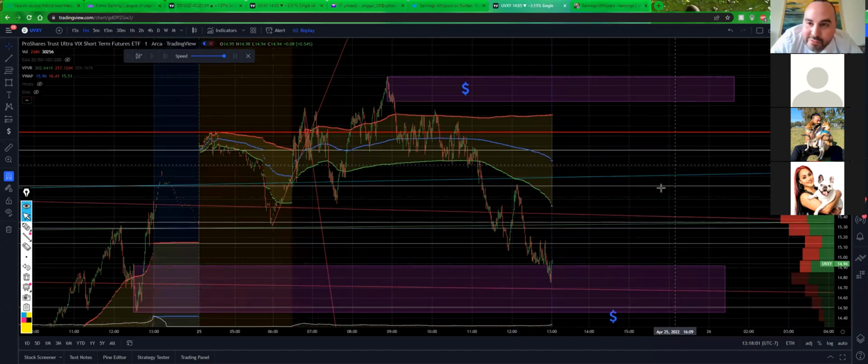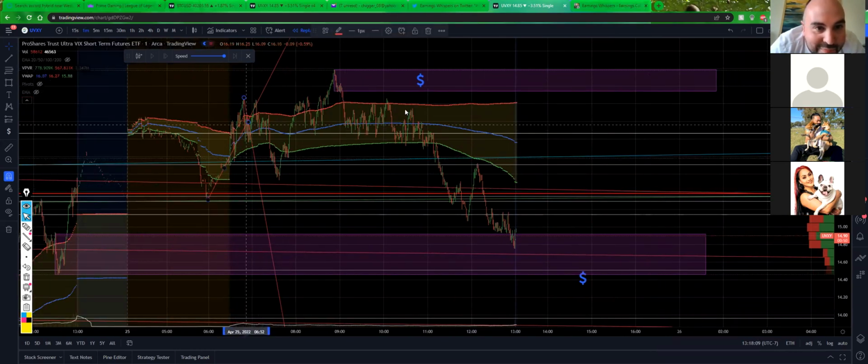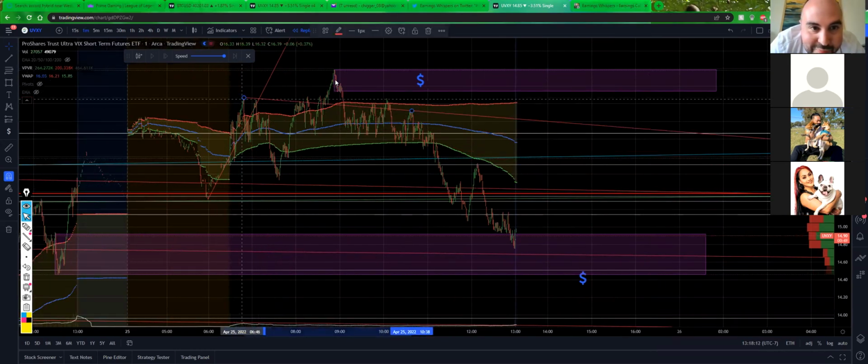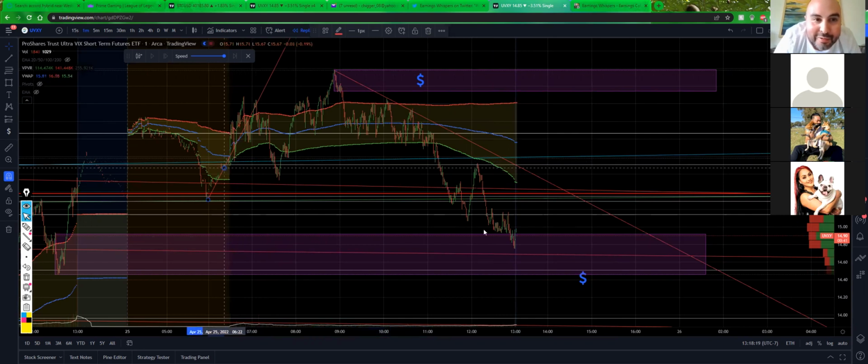Cool. It's not always perfect, but it does help. I do tie this in with other stuff, like support and resistance, to see how things are going.